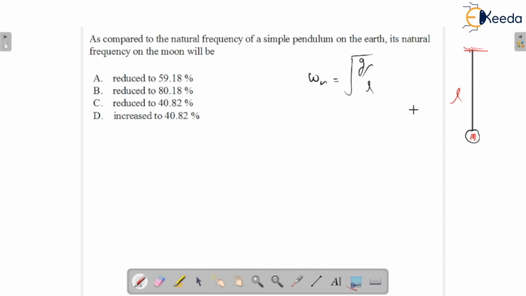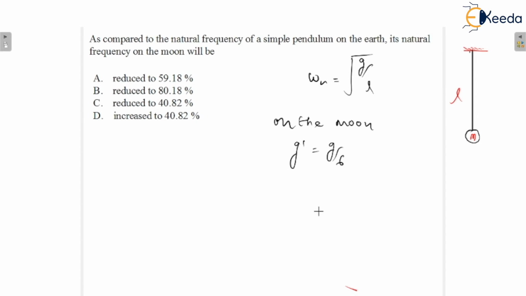We have seen this when we studied the torque method. This is under root of g by L. Now see here, g changes when you go to the moon. Gravitational acceleration becomes g by 6. So on the moon, gravitational acceleration g dash becomes g by 6. So when you find out the natural frequency on the moon, it would be under root of g by 6 upon L, so it would become g by 6L.